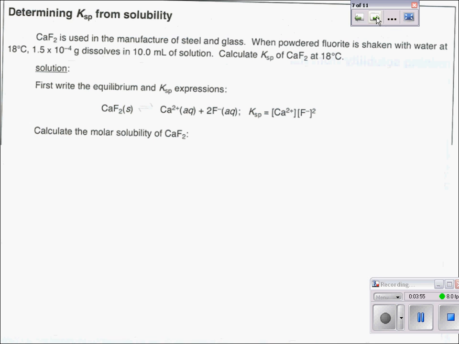One of the calculations we're going to have to be able to do is determining Ksp. When we talk about the solubility constant Ksp, this is what a typical problem will look like. It will mention that you have to calculate Ksp, and it will give you a compound. It gives us calcium fluoride.